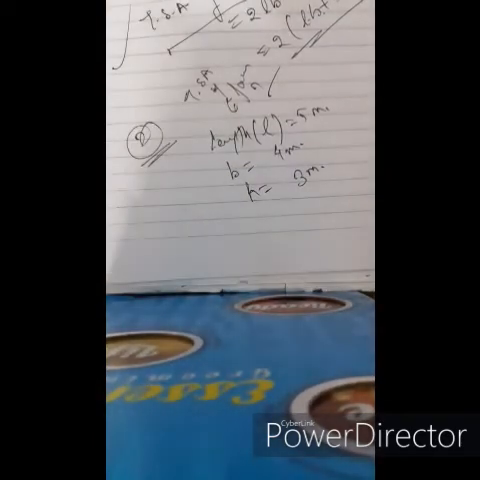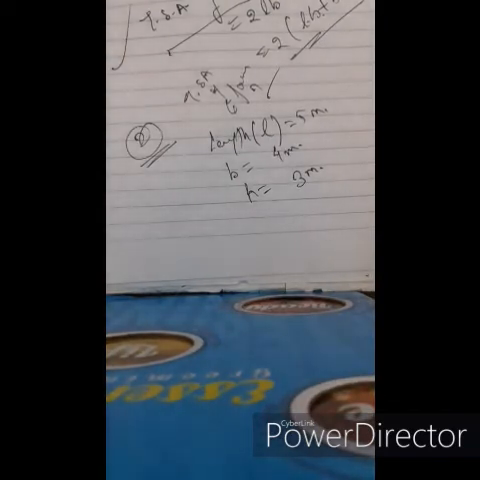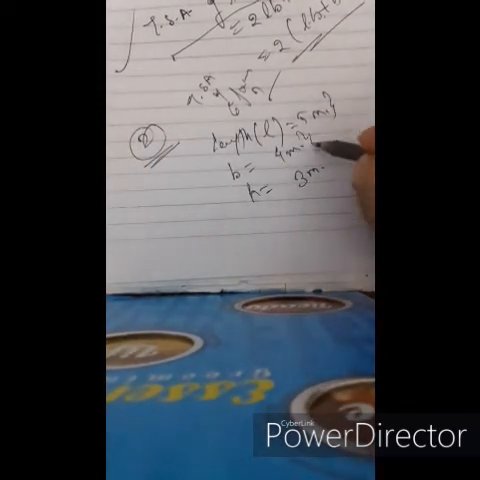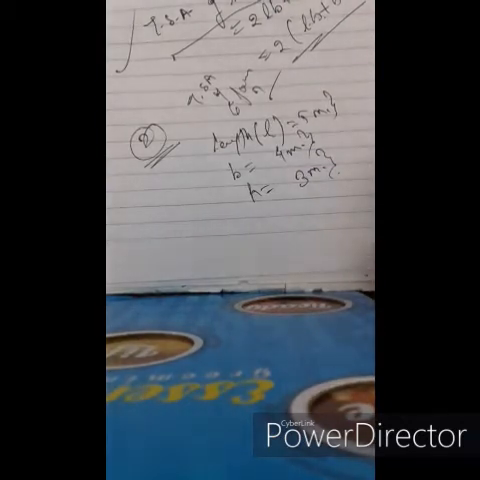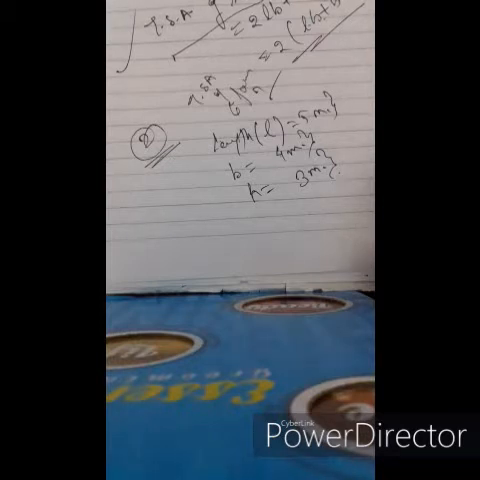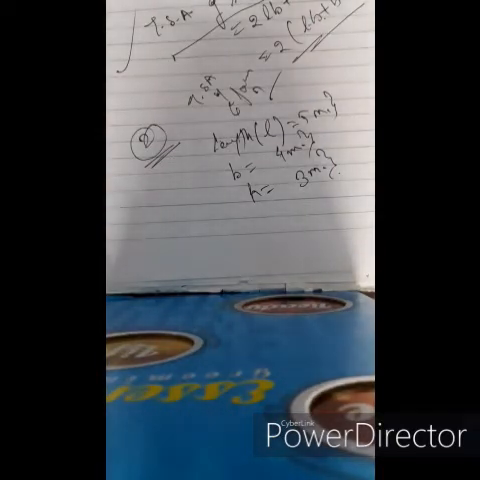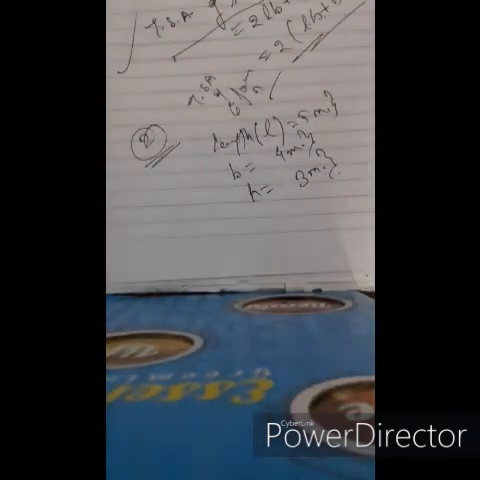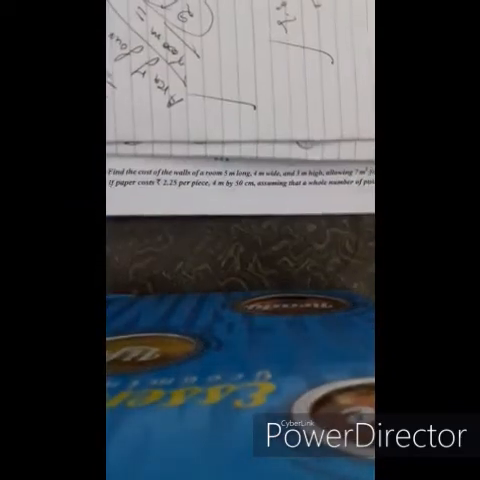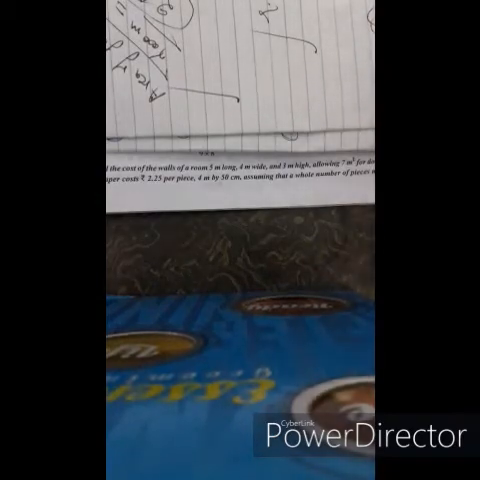We have to find the cost of the walls of a room 5 meter long, 4 meter wide and 3 meters in height, allowing 7 meters square for doors, windows, etc., if paper costs 2.25 per piece, 4 meter by 50 centimeter, assuming that the whole number of pieces must be bought. I'll just show you the problem so that you are okay with understanding the problem. Alright, so this is the problem. I hope you are able to read this.